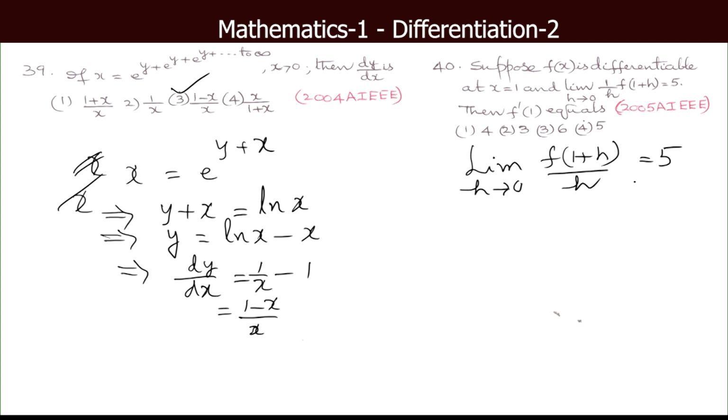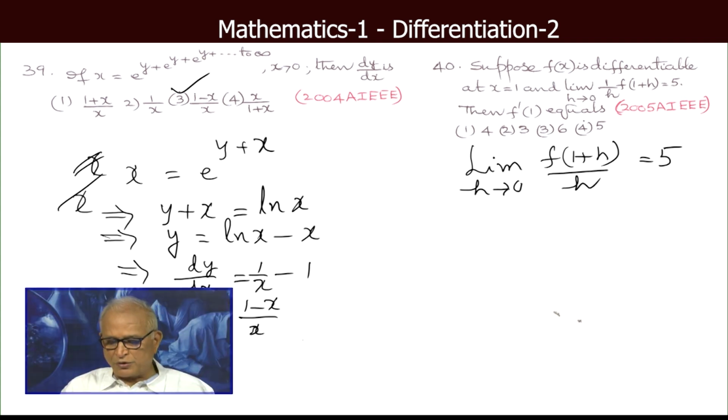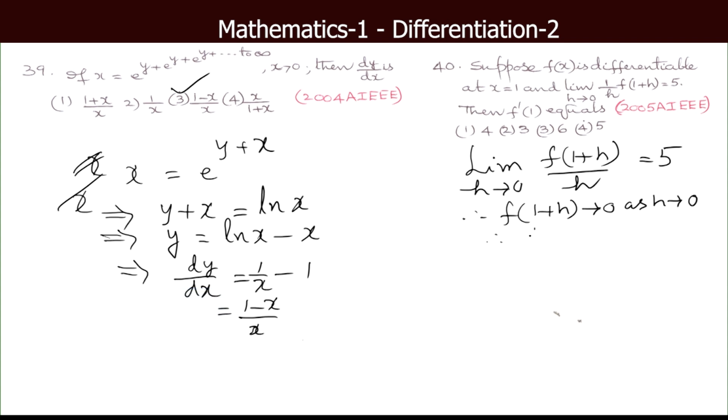Because the limit exists and the denominator tends to 0, the numerator must also tend to 0. We discussed such things yesterday in limits: if the quotient function has a limit and the denominator function's limit is 0, then the numerator function's limit must also be 0. So f(1 plus h) tends to 0 as h tends to 0. But what is f(1)? The limit of f(1 plus h) is f(1). Therefore, f(1) equal to 0.